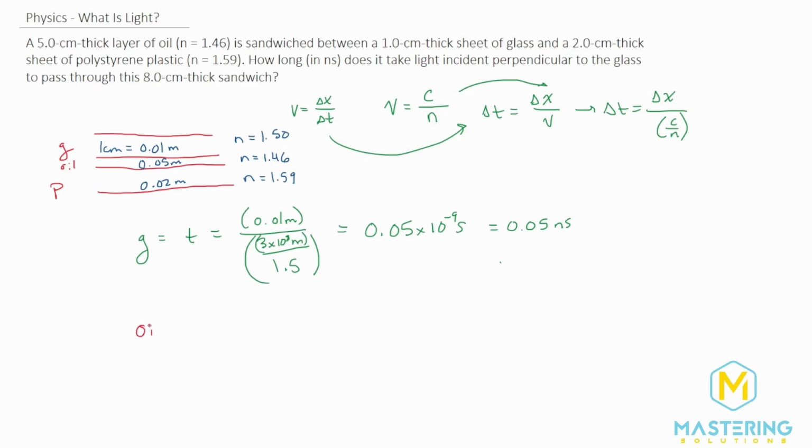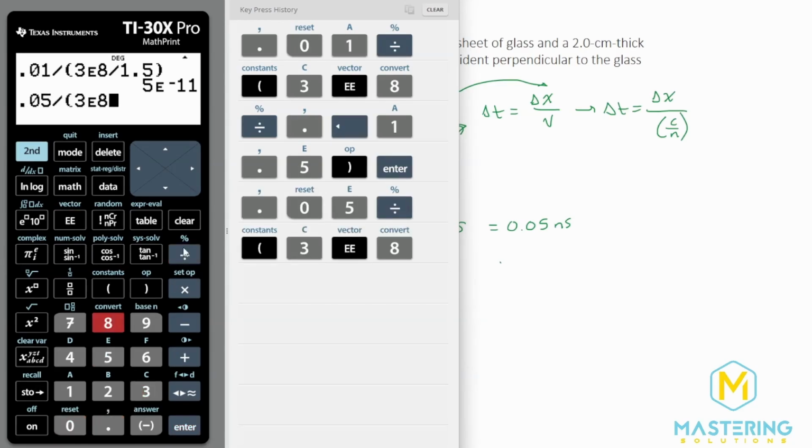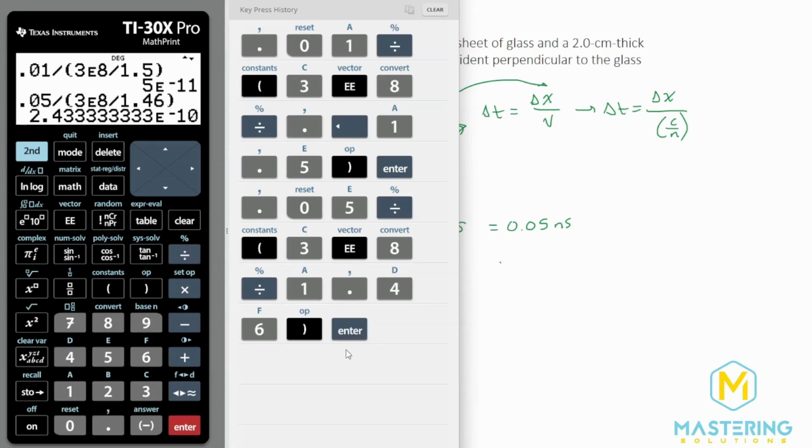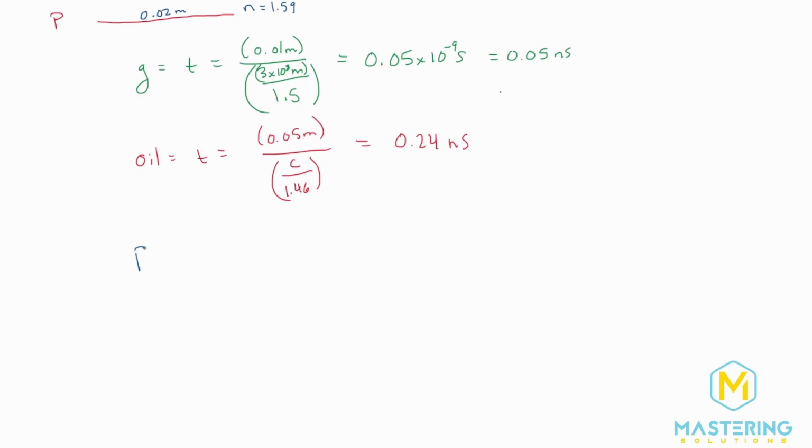So let's go with the oil, and we have the time is equal to the distance. So 0.05 meters divided by c over the index of refraction we said is 1.46. So we have 0.05 divided by 3 times 10 to the 8th divided by 1.46. So we have 2.43 times 10. So if we move it 1, that'll give us nanoseconds. So we have 0.24 nanoseconds.